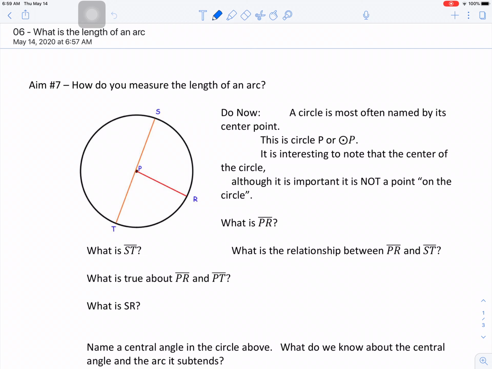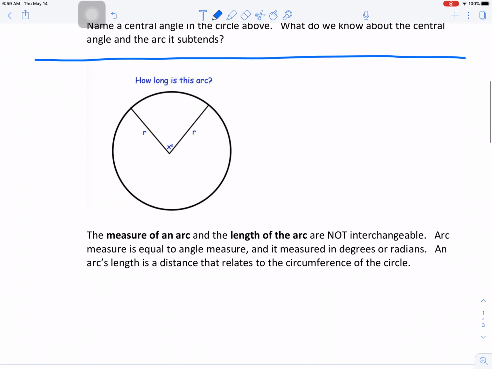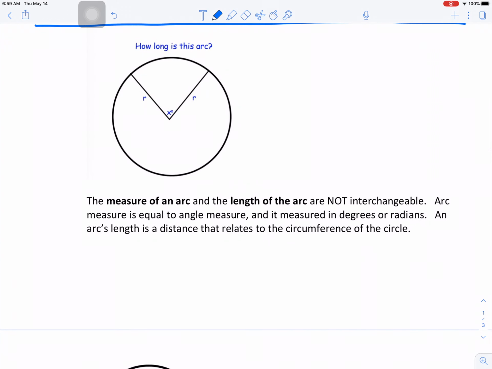Okay, the do now is all about stuff we've already covered. It's kind of review questions just to get your brains thinking about circles. So I'm going to skip that. I want to know how long this arc is.